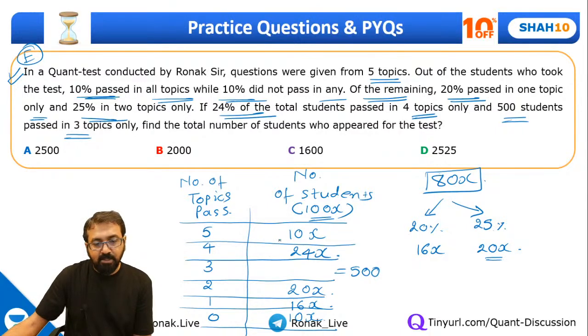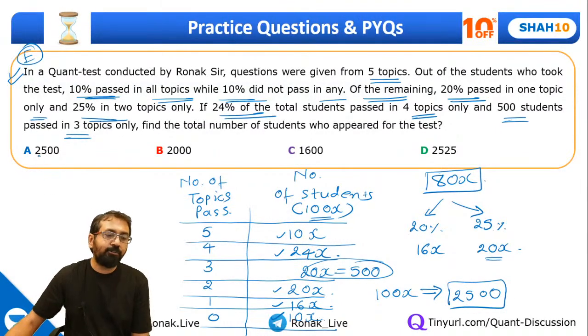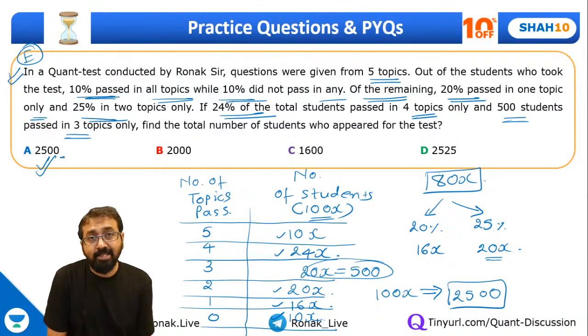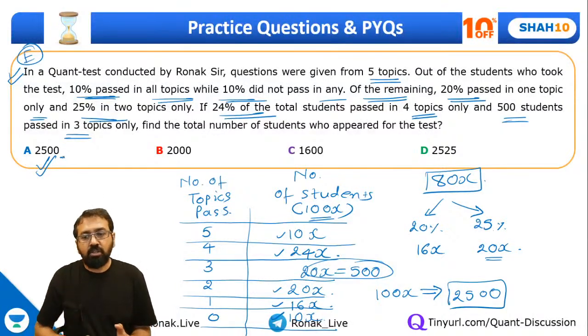Now guys, subtract these numbers from 100x. So 10 plus 16 is 26, plus 20 is 46, plus 24 is 70, plus 10 is 80. So can I say 80x is gone? So we are left with 20x. So 20x is equal to 500, so 100x should be equal to 2500. So the total number of students who appeared for the exam was 2500. That's why I said it's actually an easy question. You just put the data in proper order and you are through.